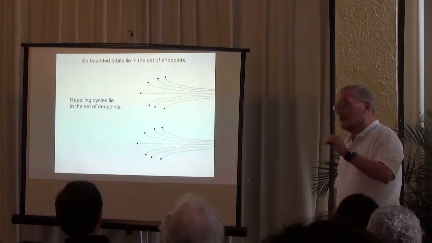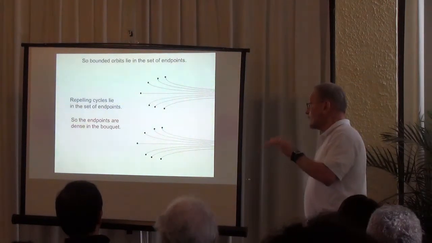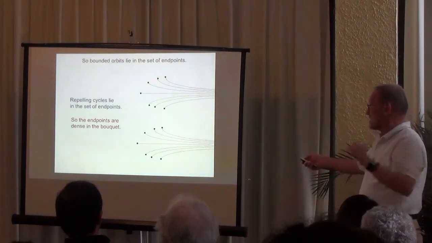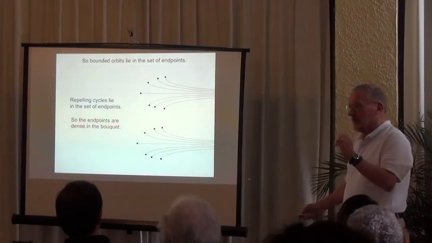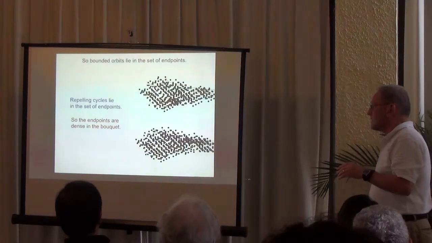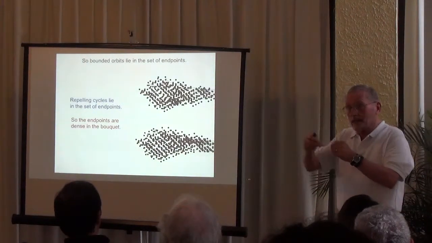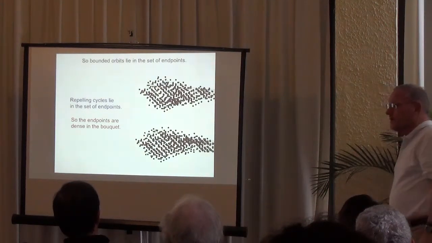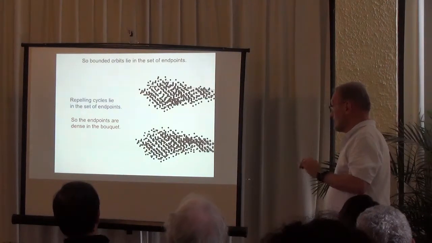But then remember, the Julia set is the closure of the set of repelling cycles. So that means this picture is wrong. Those repelling cycles have to be everywhere. They have to be close to any point in the Julia set. So those repelling cycles are everywhere, and they're the endpoints of a stem. They're all attached to a stem. So it's getting a little bit more complicated. In fact, it's really crazy.